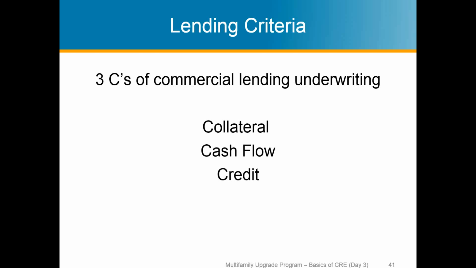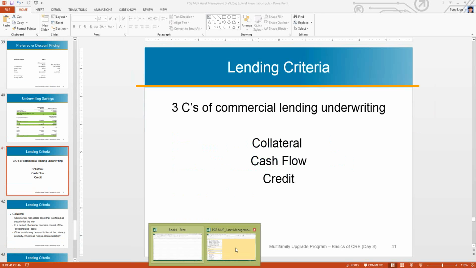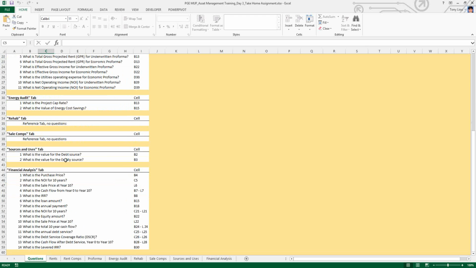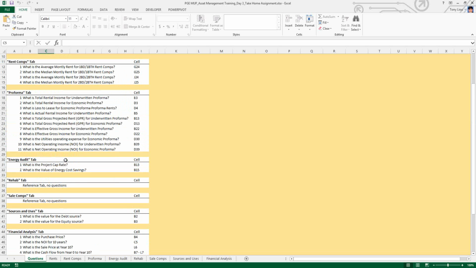Okay, so I have a homework assignment for everyone here. I'm pulling up Excel. Can you guys see my new screen? Yes, we can see it. Okay, so what we're going to try to do is recreate a pro forma, right? There's an Excel model here, and there's a bunch of questions, and I'd like you to answer these questions, and you can submit them back to me, and we can review them and talk about them.